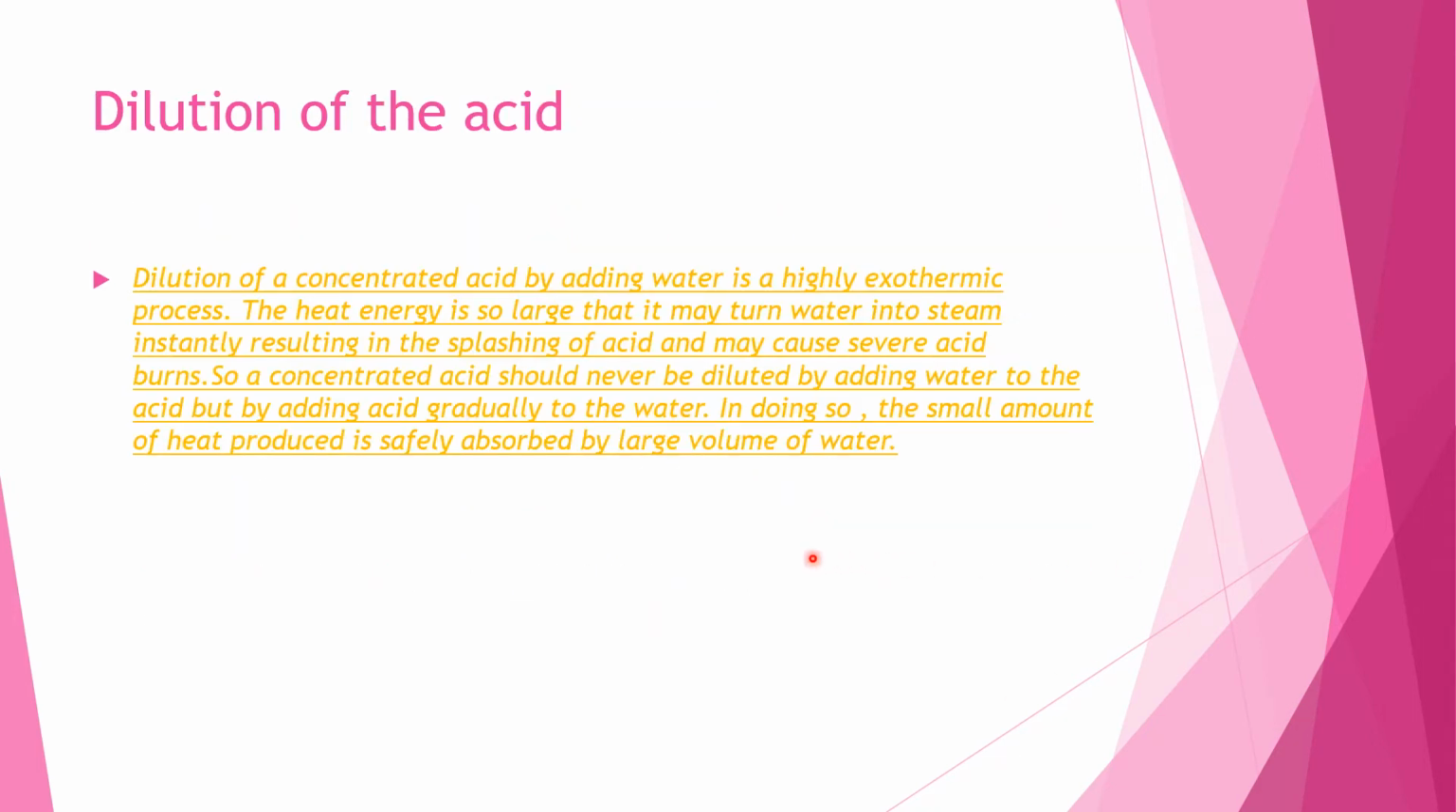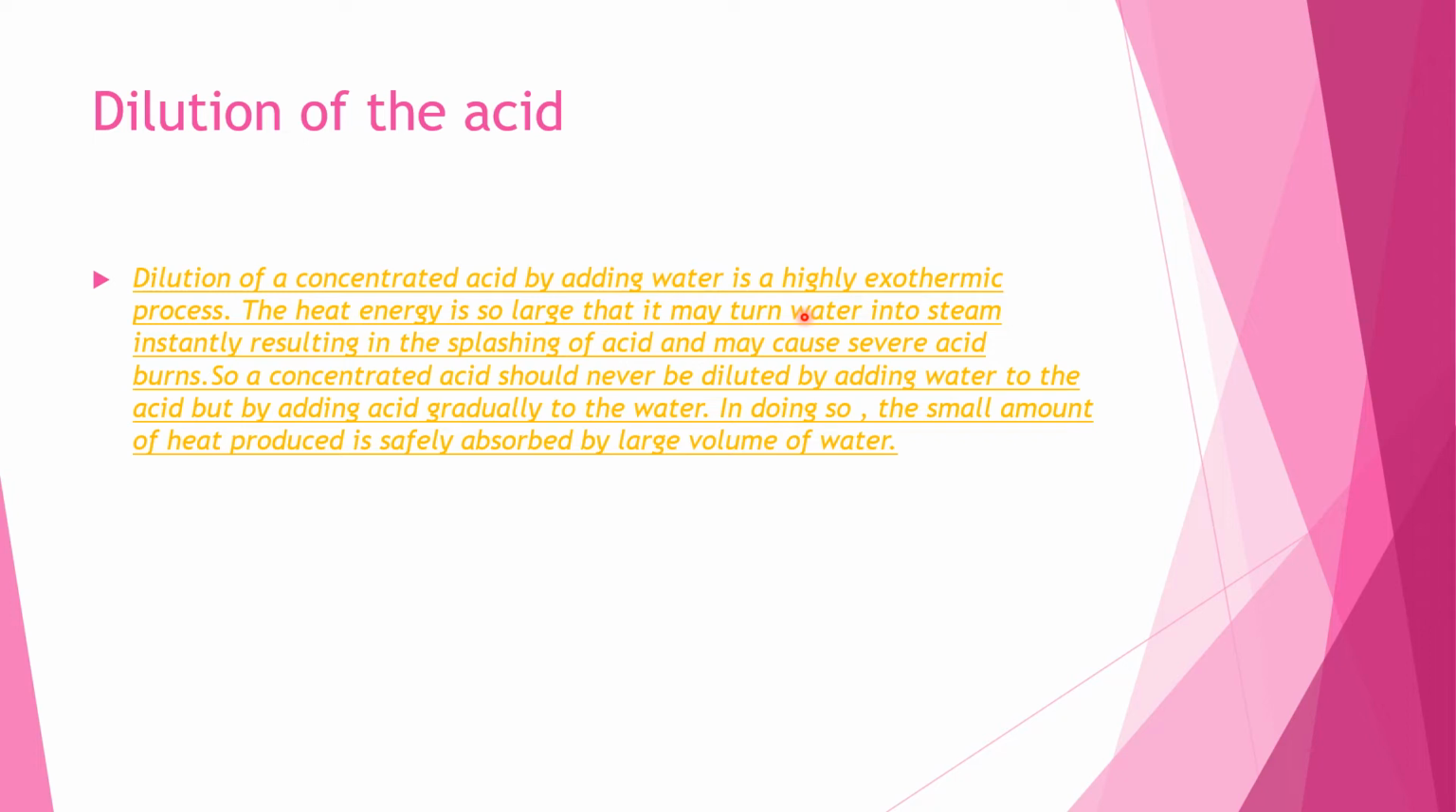The next topic is dilution of the acid. Dilution of a concentrated acid by adding water is a highly exothermic process. Dilution of an acid, what does it mean? Concentrated acids are the acids which have a higher proportion of acid in them, high content of acid, but less water. In schools or other institutions, concentrated acids are also there, but some of the experiments are performed generally with dilute acids.